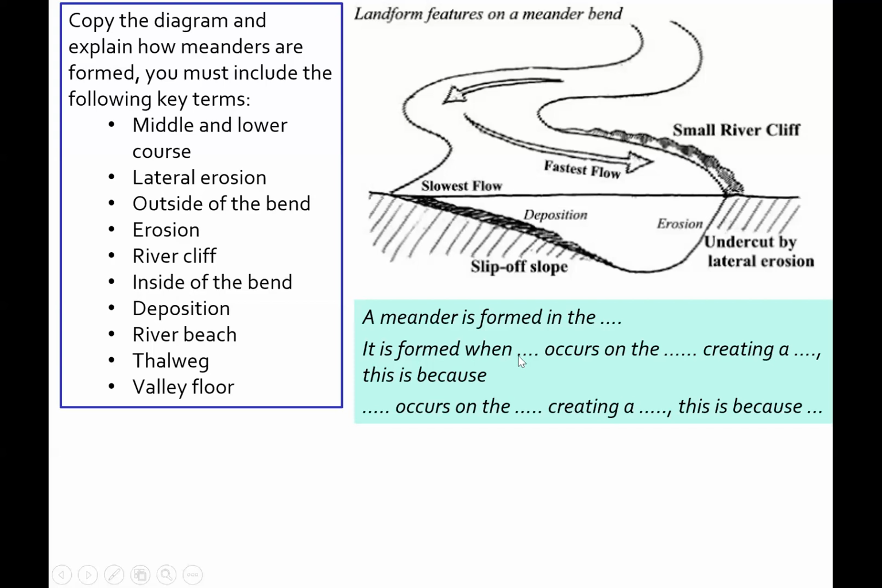So, a meander is formed in the, select the appropriate words. It is formed when something occurs on the something, creating a something. This is because something occurs on the something, creating a something. You just need to fill in the blanks. The thalweg, that's just a word that we can use where the river is deepest and the flow is the fastest. So complete that paragraph. When you're ready, press play and I'll give you the answer.